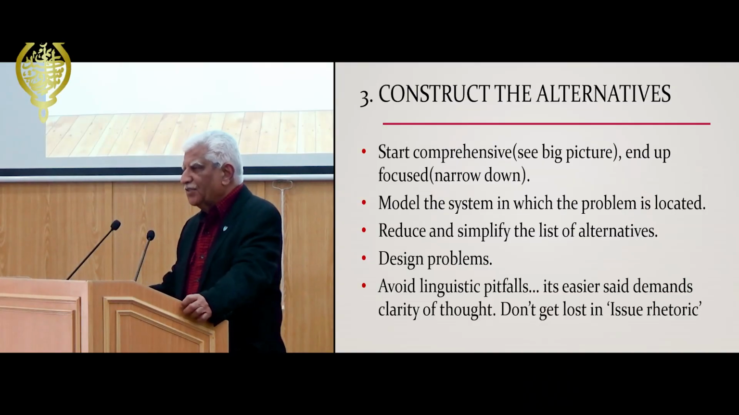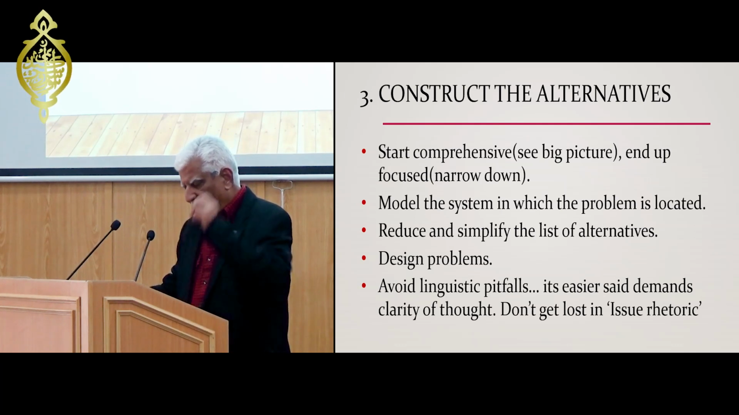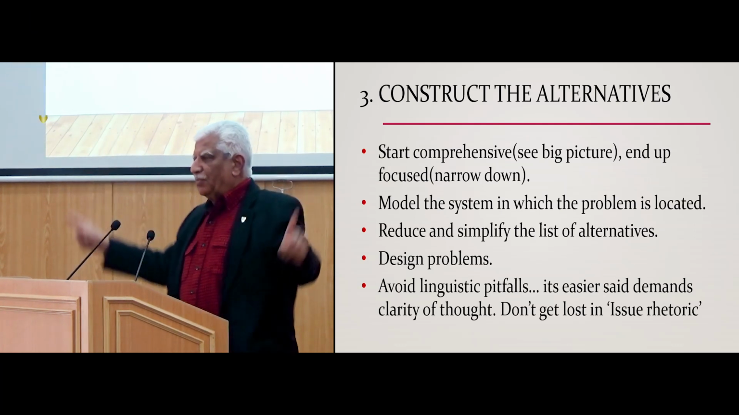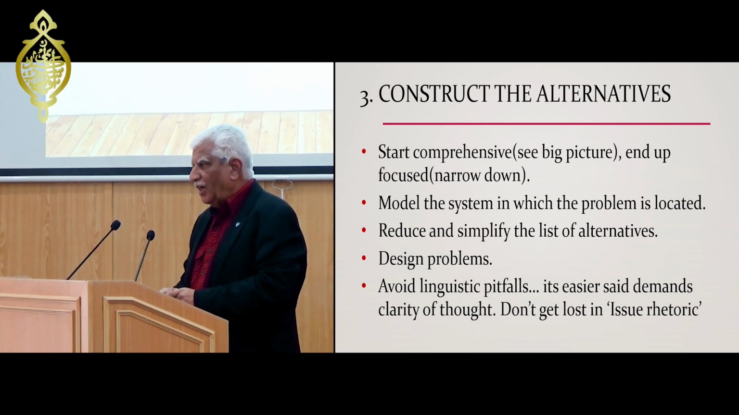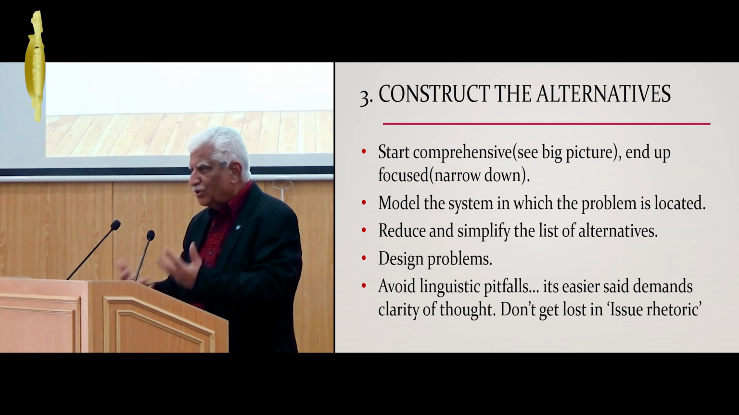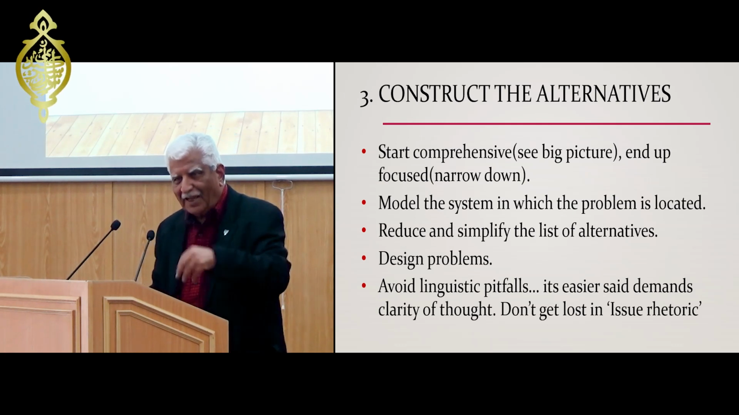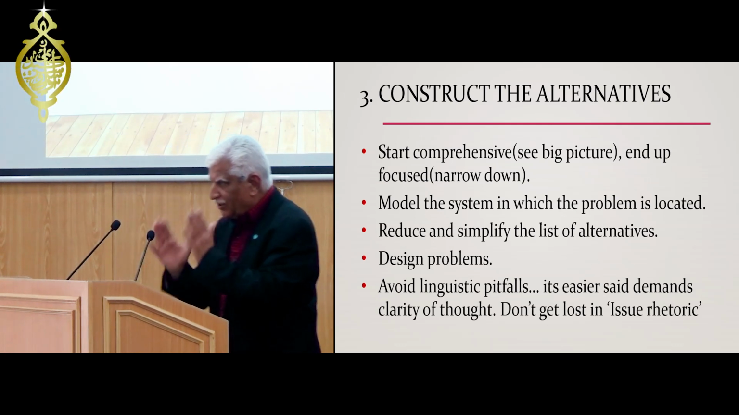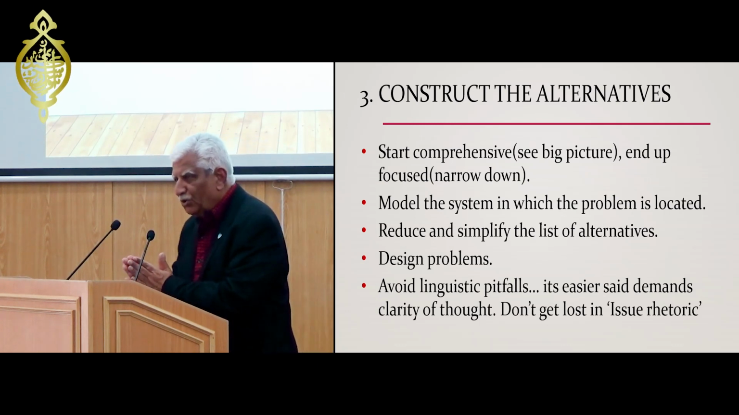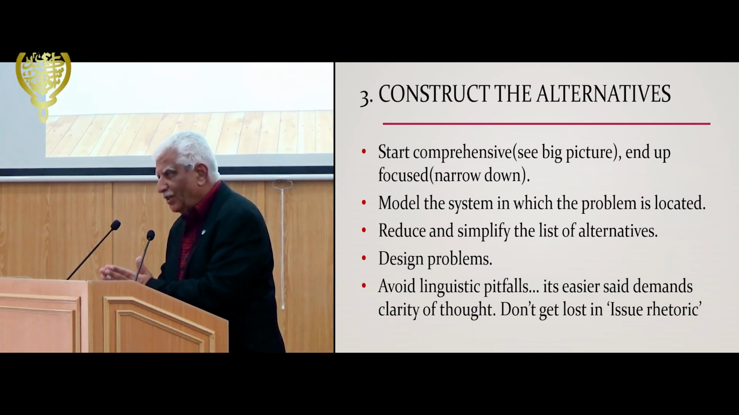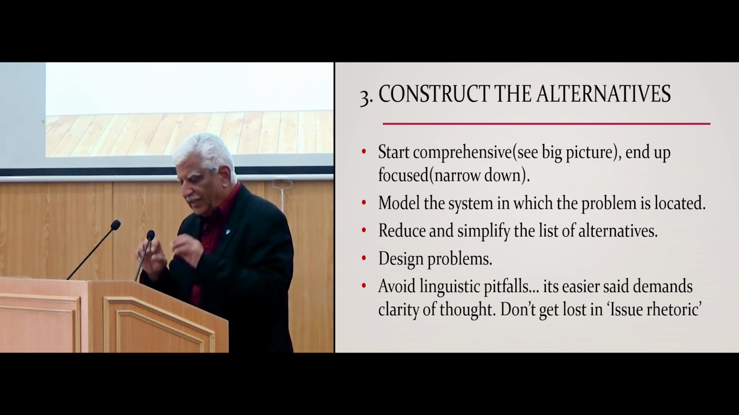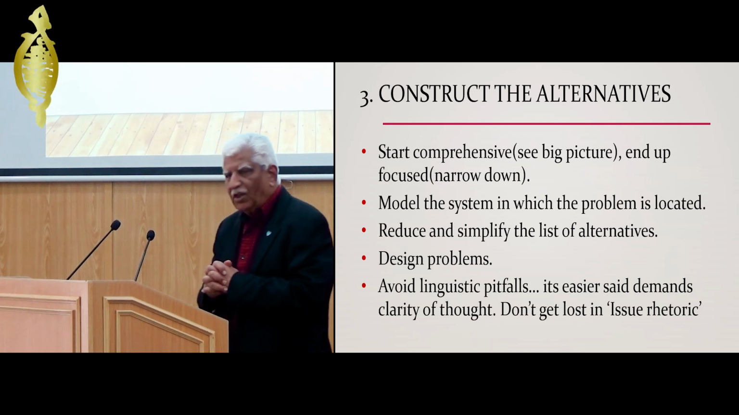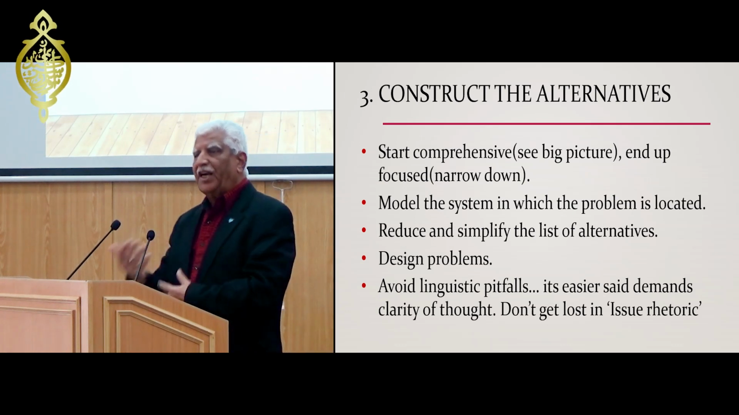Now is the third part. See, think in terms of constructing the alternatives. You look at the bigger picture first. In other words, that's why I said, at times you have to collect bananas, oranges, and apples. Okay, but then you have to really start focusing on whether you want to work on bananas or on oranges. So choose and then narrow down, and that's going to be the kind of model where you're going to locate the problem.